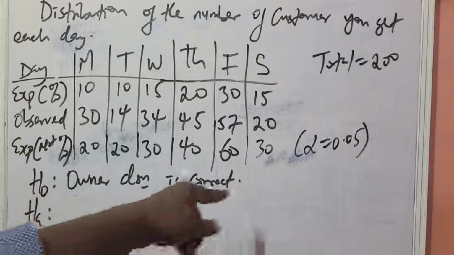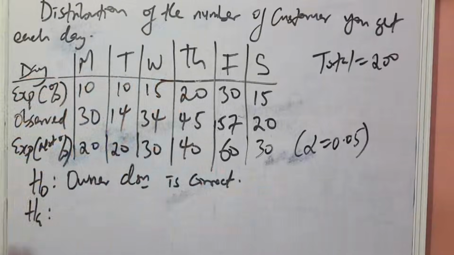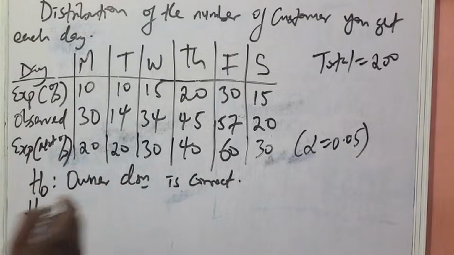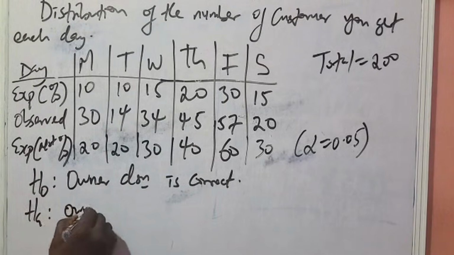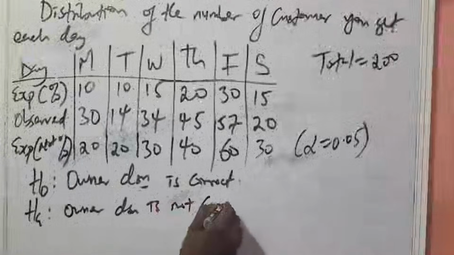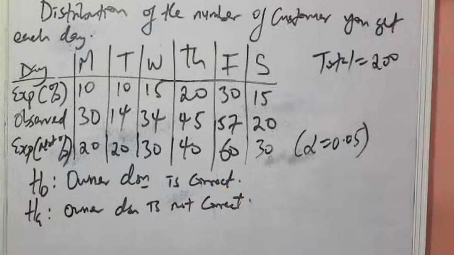So we're saying the null distribution is correct. That means what she expected was actually good. It was correct. Now, of course, I can go on to say the owner distribution is not correct. In simple terms, is not correct. That means there was no fitting. We noticed that there were great discrepancies between the observed and the expected. So that's a good way of stating your null hypothesis.